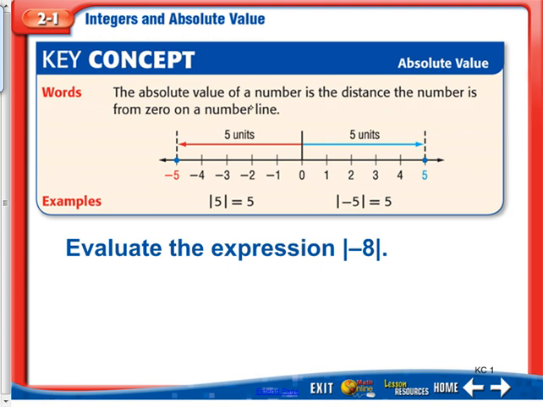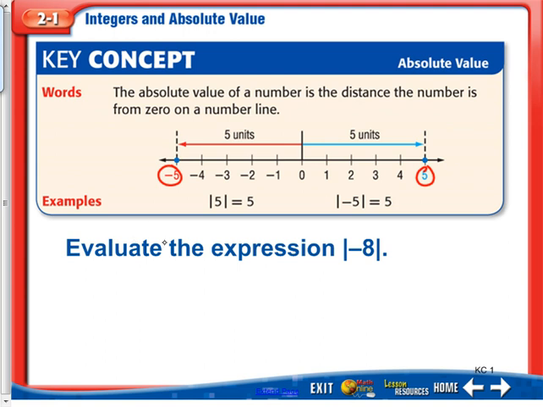All right, the absolute value of a number is the distance the number is from 0. So again, the absolute value of negative 5 is still 5. And then the absolute value of positive 5, okay, they kind of switch these around here. The absolute value of positive 5 is 5. So it's not like we're taking the opposite.